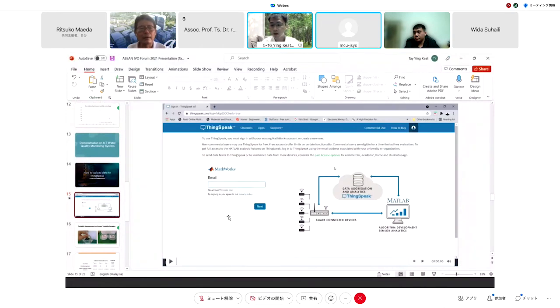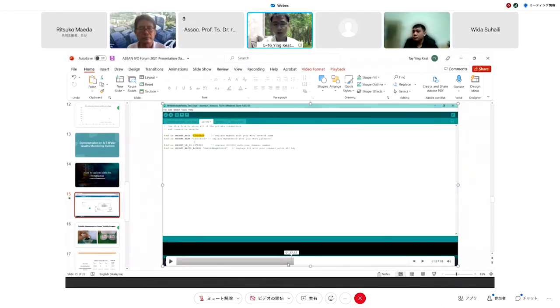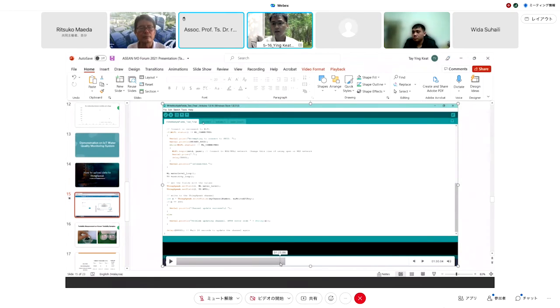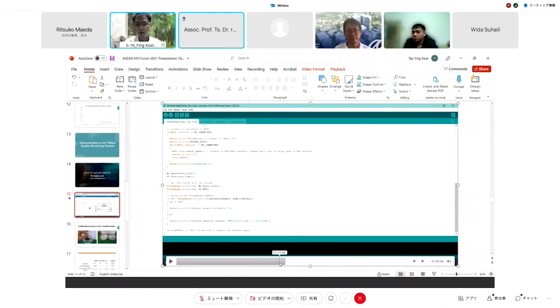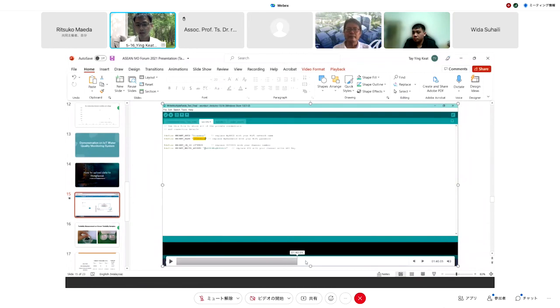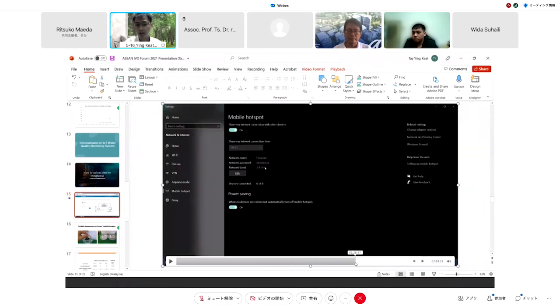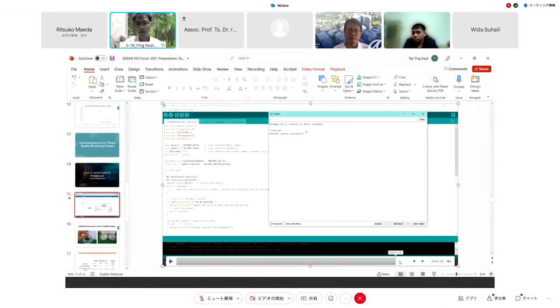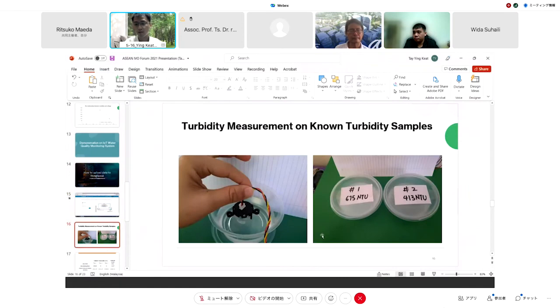Sorry about it. Never mind, I will just proceed, because I just wanted to demonstrate how I upload the data. I will roughly go through it. Basically, I did the coding for uploading the data using the Arduino IDE, and this is how I connect it. So sorry for the technical issue. I will continue the rest of the presentation.